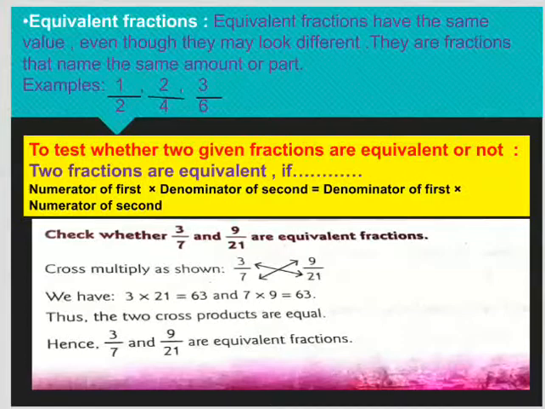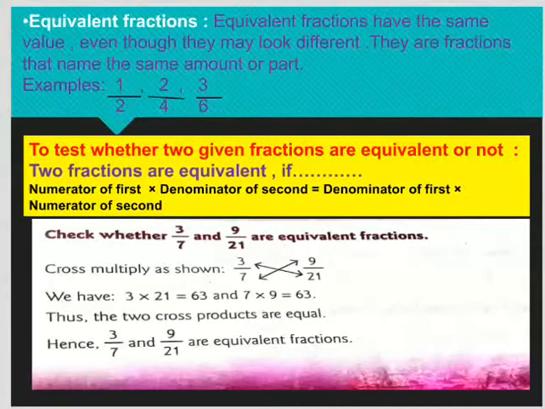Here are some methods to test whether given fractions are equivalent or not. Let's see whether these two fractions are equivalent or not. Let's check this example: 3 by 7 and 9 by 21. There is a very simple method, also known as cross multiplication. Here you can see the numerator of the first is multiplied by the denominator of the second, and the denominator of the first is multiplied by the numerator of the second, and if both values are equal, then they are known as equivalent fractions.